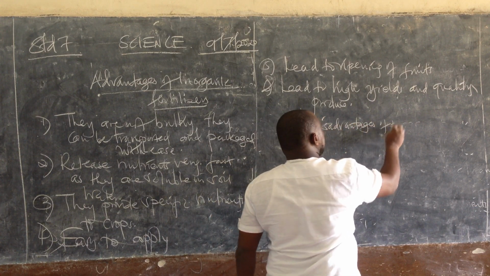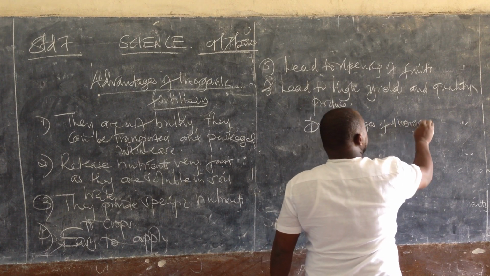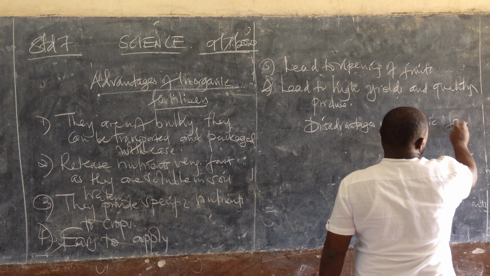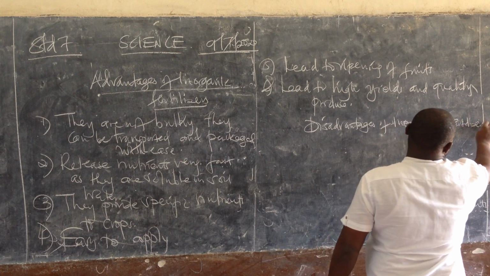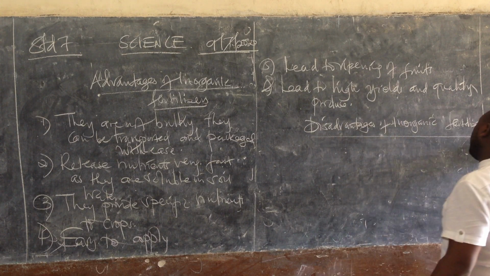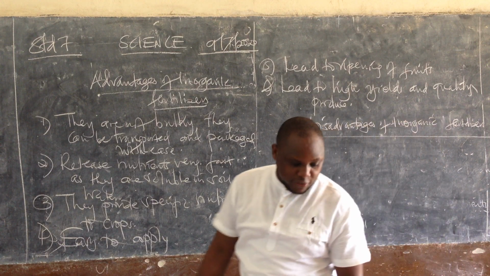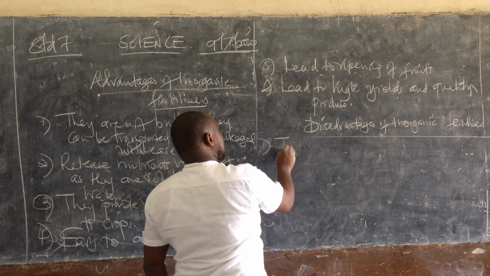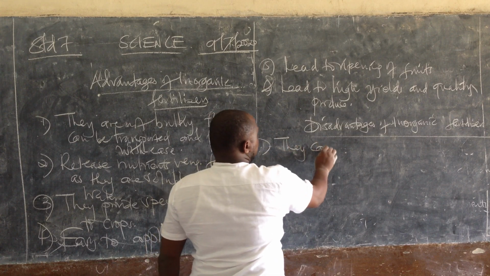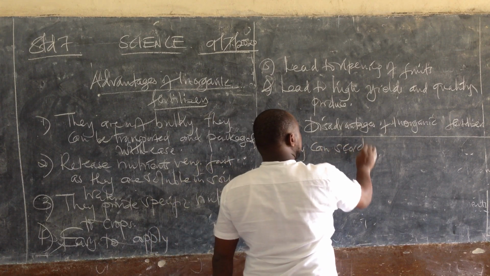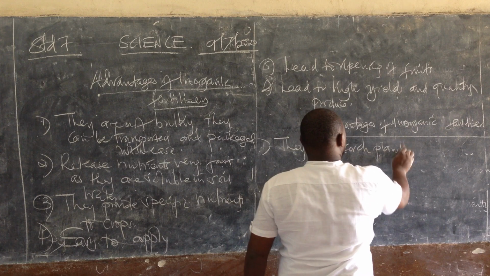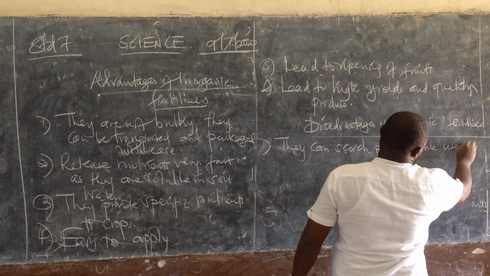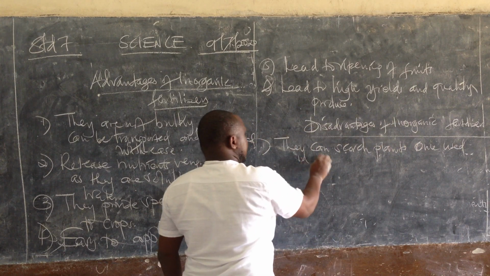These are the advantages of inorganic fertilizers. What are the disadvantages of this? Number one, they have a scorching effect. They can scorch plants once used in excess.